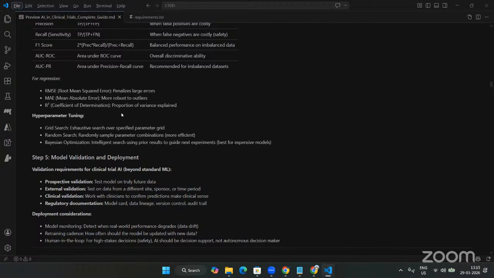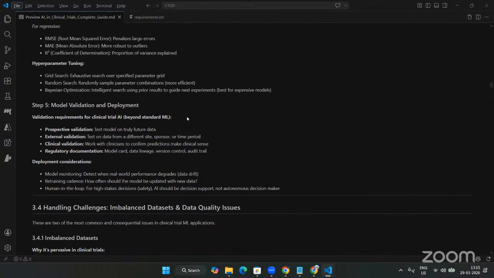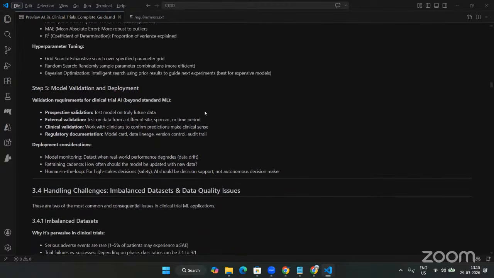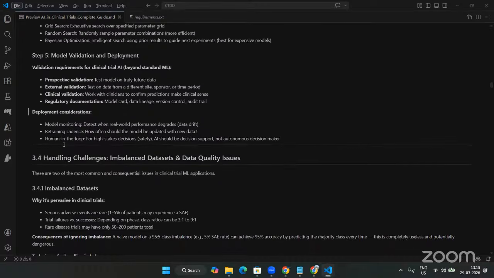Step number 5 is model validation and deployment. Validation requirements for clinical trial AI go beyond standard ML. So, prospective validation: test the model on truly future data. External validation: test on data from a different site, different sponsor, or a different time period. Clinical validation: work with clinicians to confirm predictions make clinical sense. Regulatory documentation: model card, data lineage, version control, audit trail.